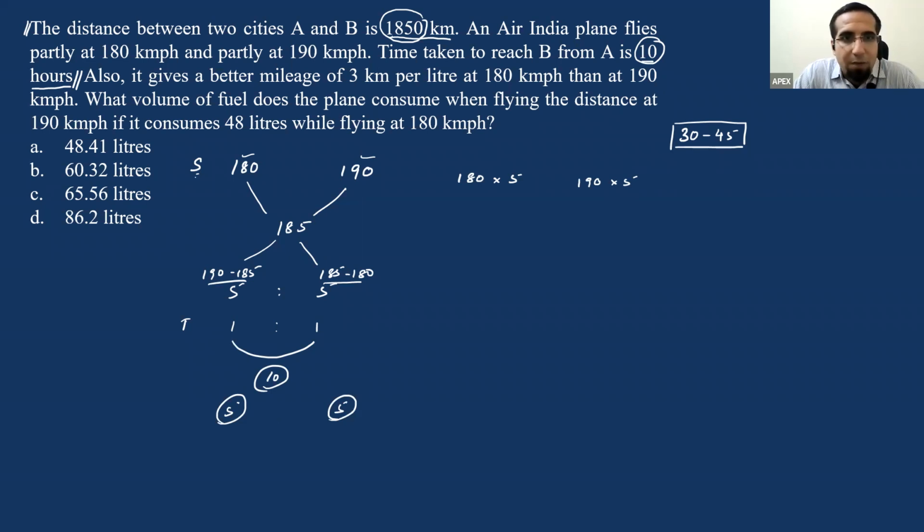Now, it also gives a better mileage of 3 kilometers per liter at 180 kilometers an hour than at 190 kilometers an hour. Mileage is nothing but the number of kilometers in 1 liter. So if I'm traveling 1850, it's very simple. Kilometers divided by the number of liters is equal to mileage. Clear? Or I can say that the kilometers divided by mileage is equal to the number of liters used.